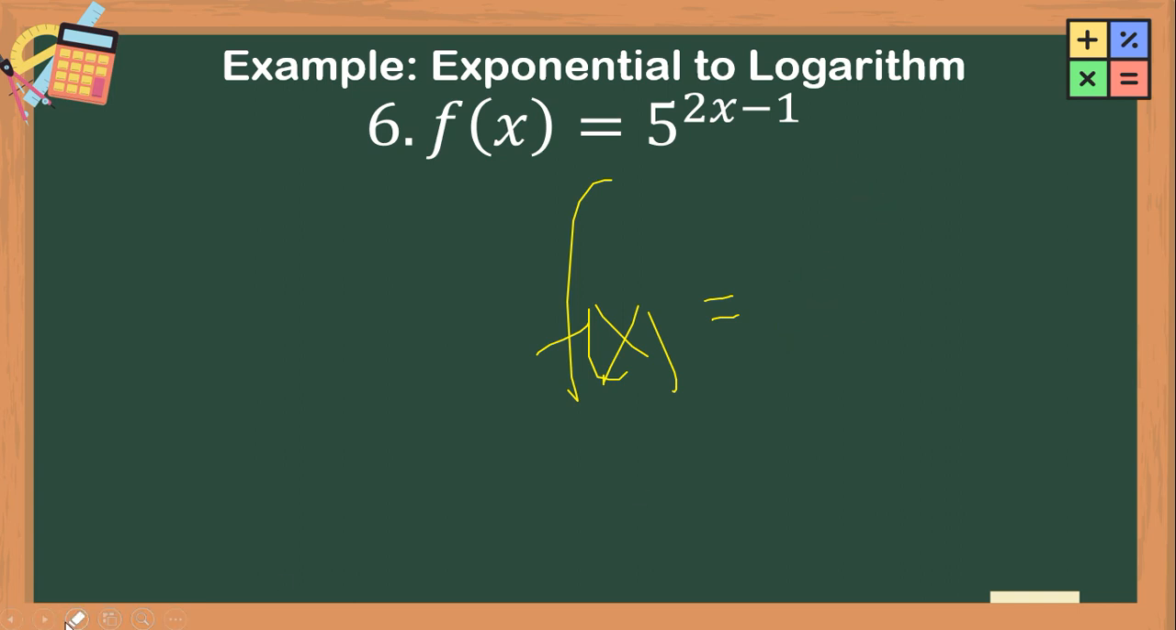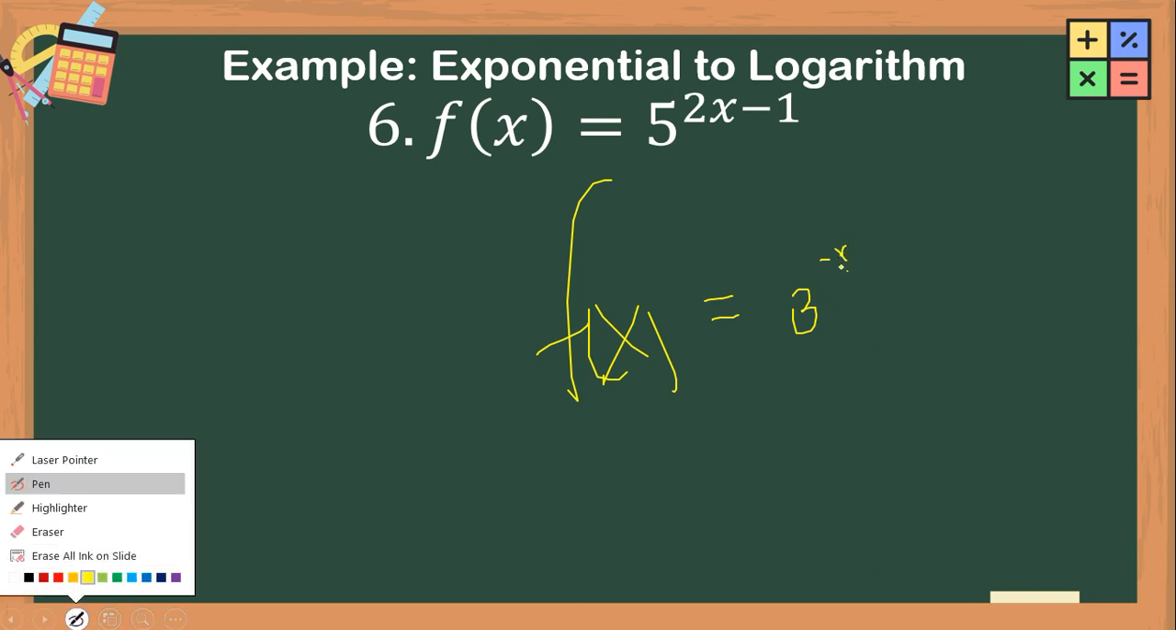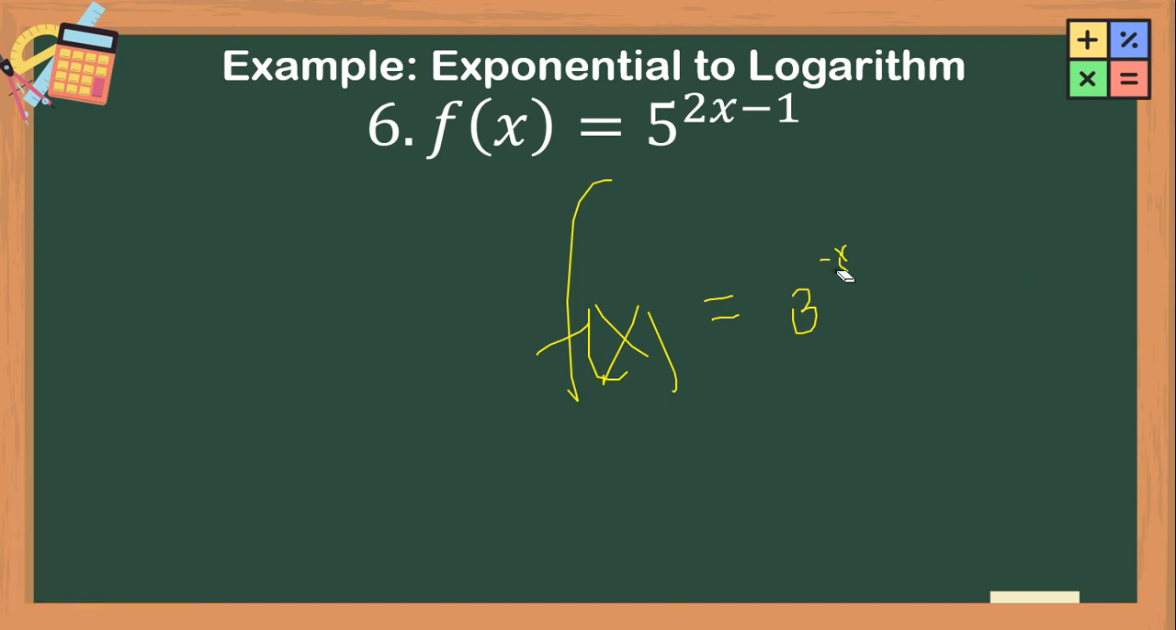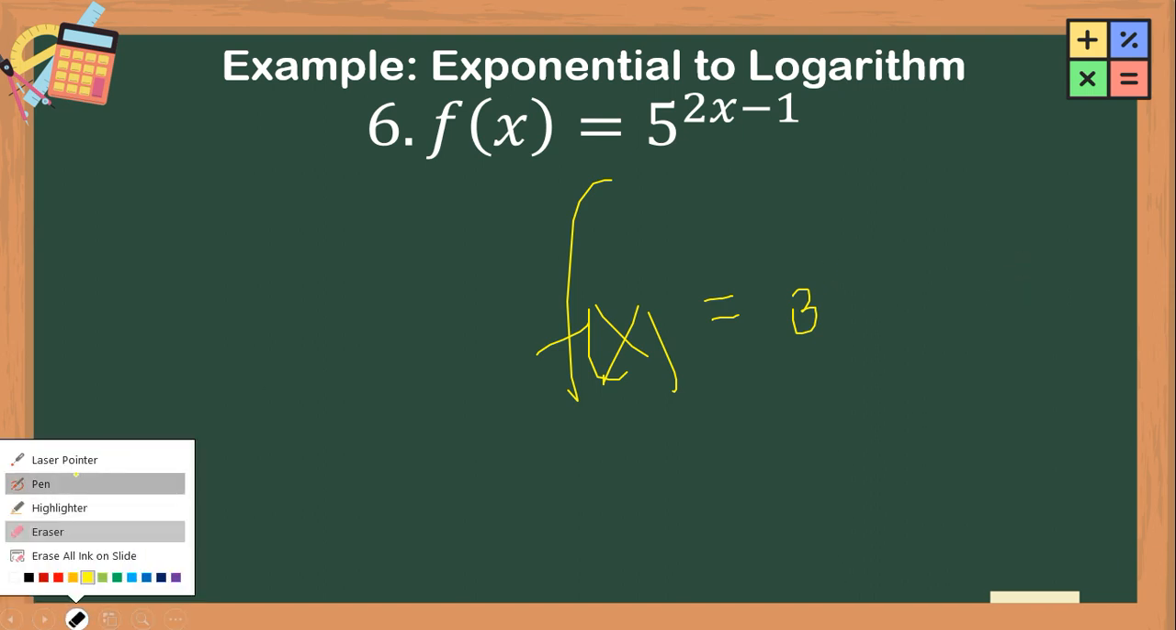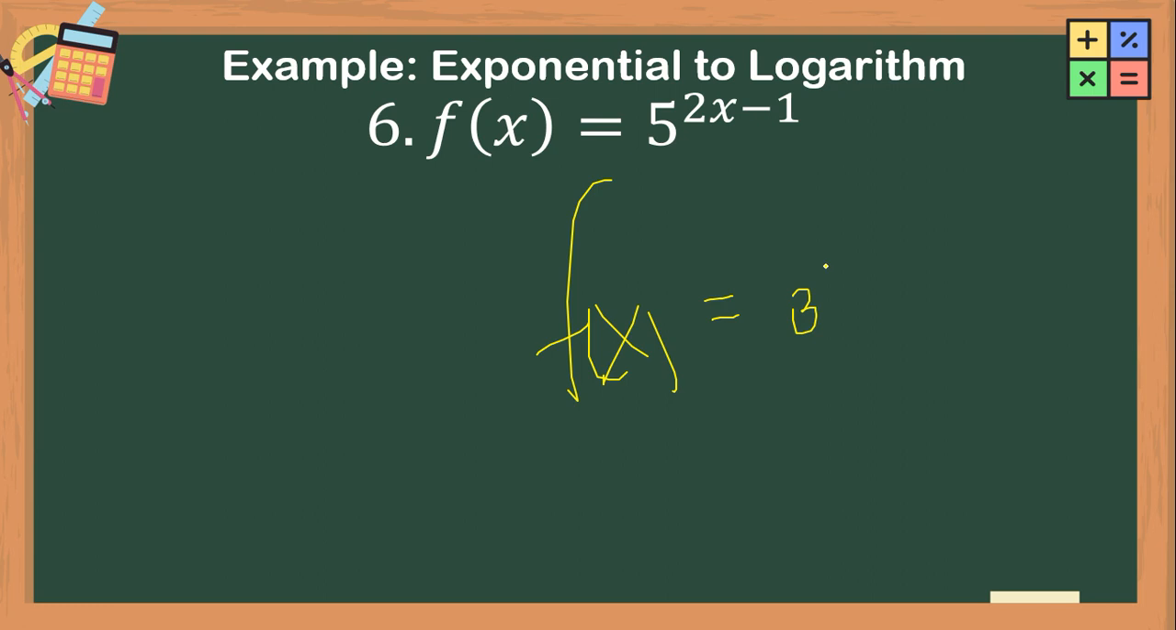Ulitin mo ulit, hindi ko maano yung sinasabi mo. 3, tapos negative x over 3, sir. Mixed fraction. Yes. 3, tapos negative x. Ganyan. Improper siya.